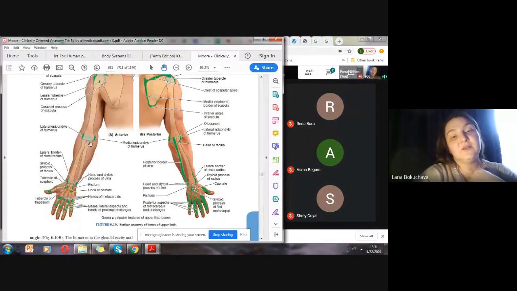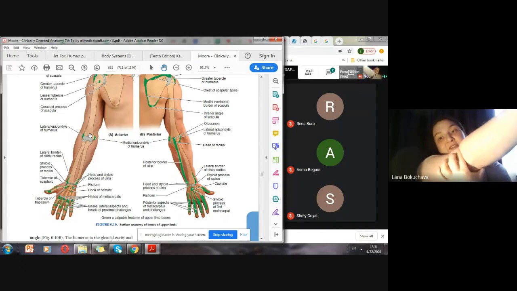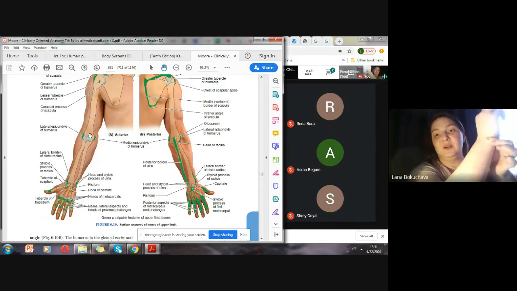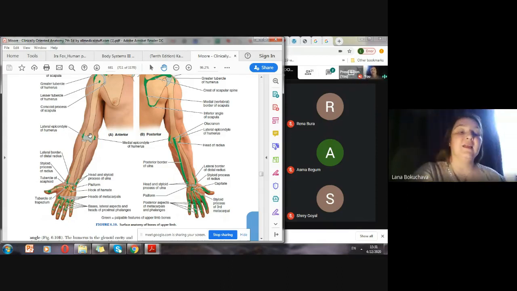From the anterior view, you can also see part of the epicondyles on both sides. Yes, here. They can also be very easily palpated, as well as the styloid processes here on both sides. You can feel the styloid processes of the ulna and the radius.